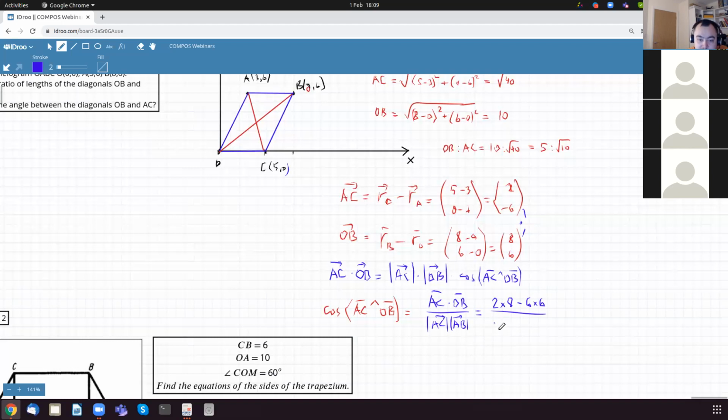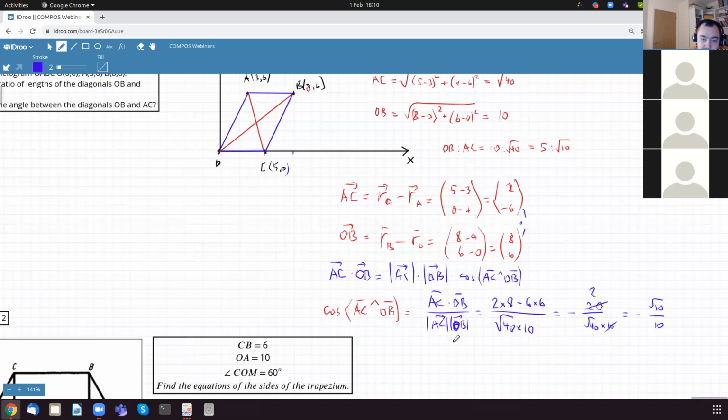So AC is square root of 40, and OB is 10. So that is 16 minus 36, so it's minus 20, over square root of 40 times 10. So 20 and 10 cancel, 2 square roots of 10. So it's minus square root of 10 over 10.